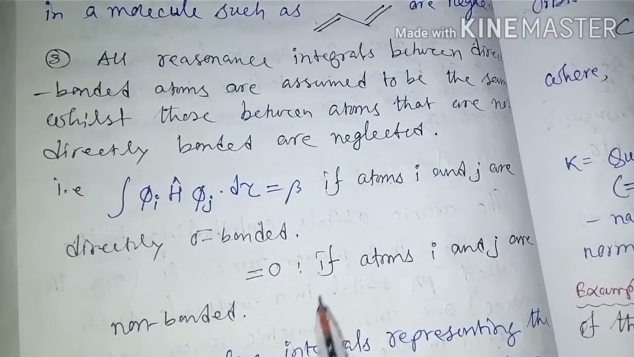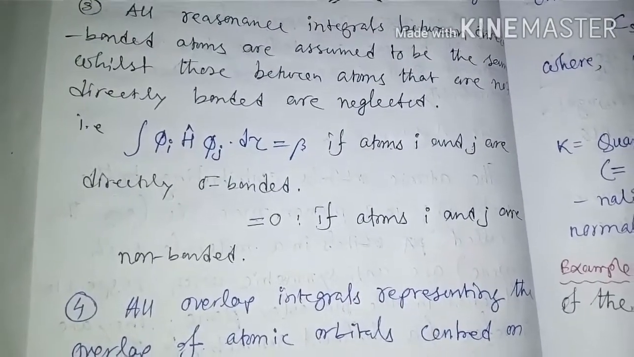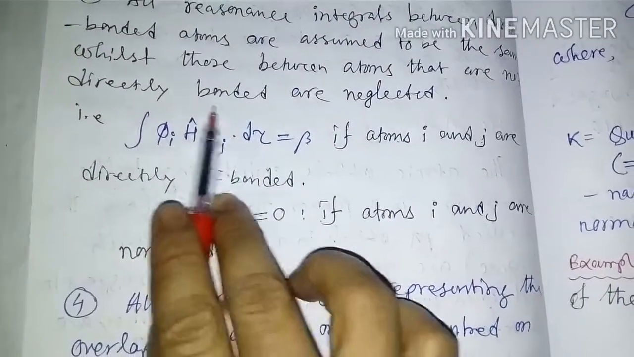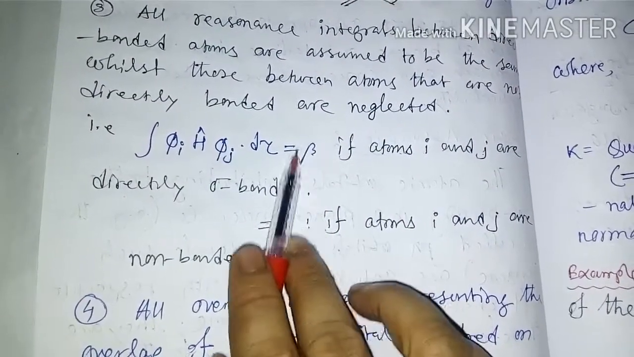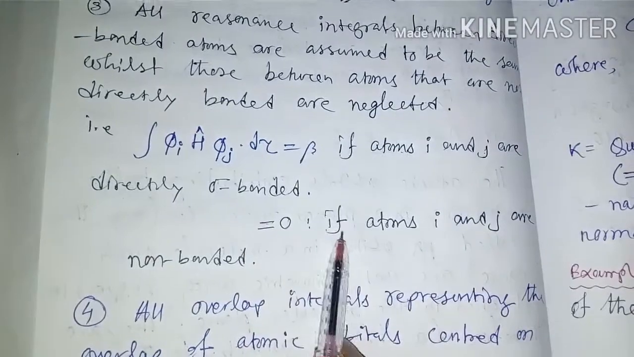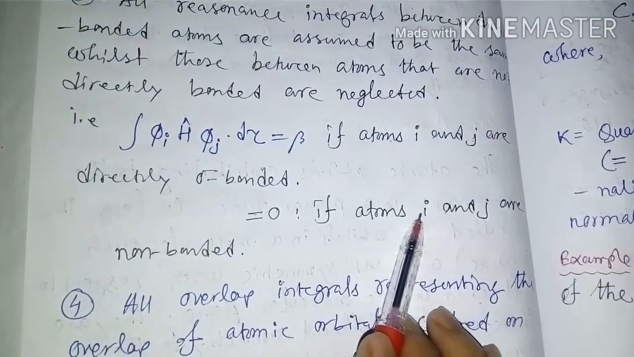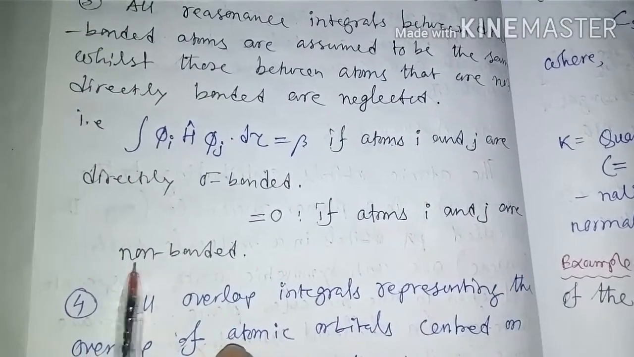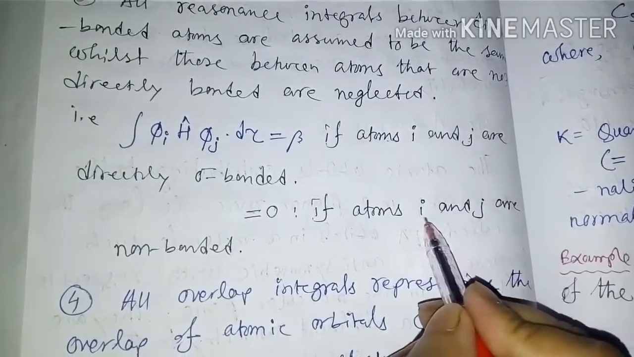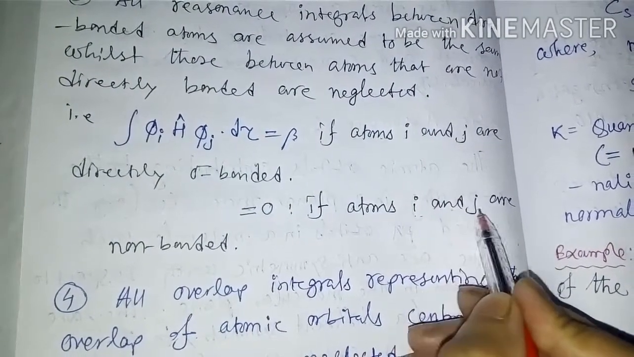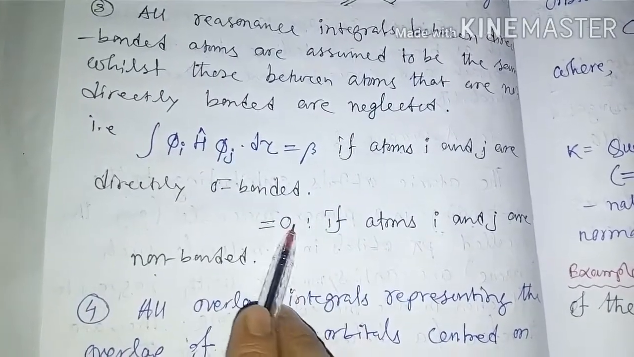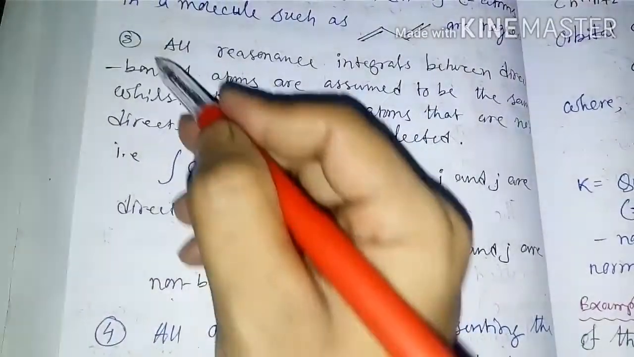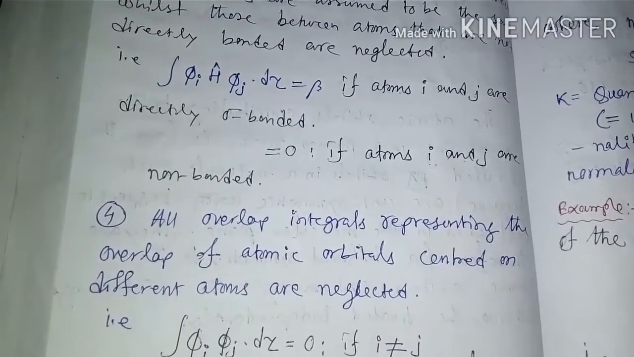Or suppose this value is 0. You can consider here 0. So when will this be 0? If atoms I and J are non-bonded. If atoms I and J are non-bonded, that means this value will be 0. Understood? So this is point 3.